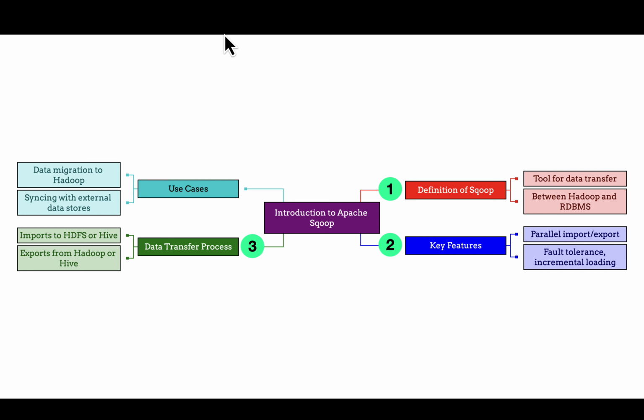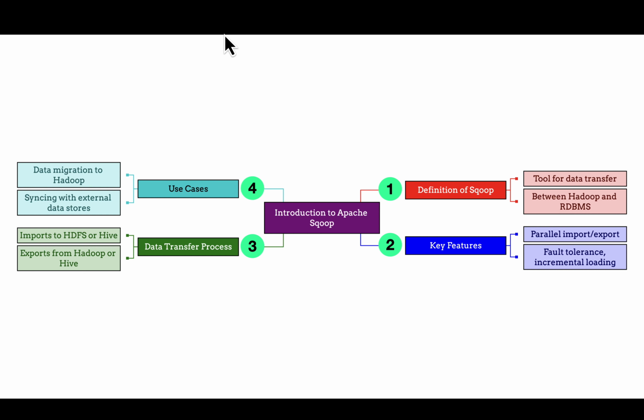3. Data transfer process. Sqoop imports data to Hadoop Distributed File System, HDFS, or Hive and exports data from Hadoop or Hive to external structured data stores. It uses MapReduce to import and export the data, which ensures efficient and fault-tolerant data transfer.